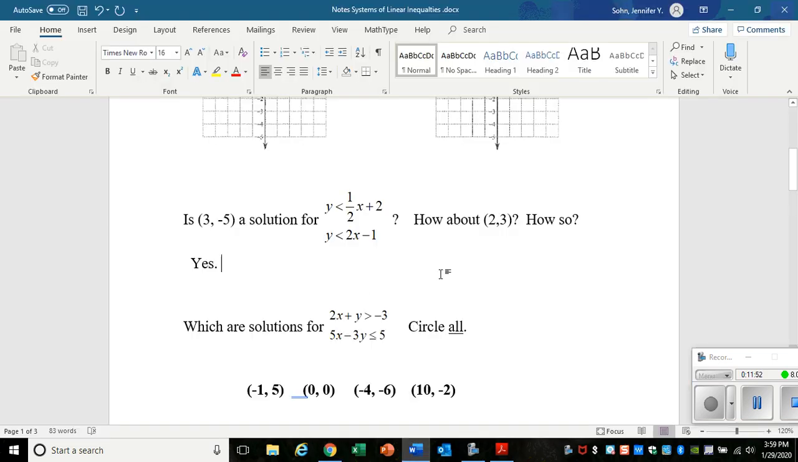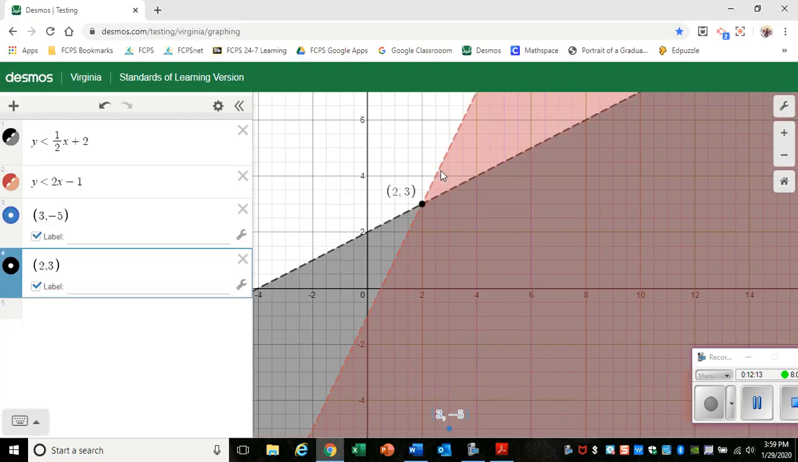It is a solution, but for this particular one, it's not. No. I'm gonna write no here. So just write, everybody, you guys write yes with your pencil, and then no, because this is no because they are on the dotted line. So the dotted line means they're not equal to.